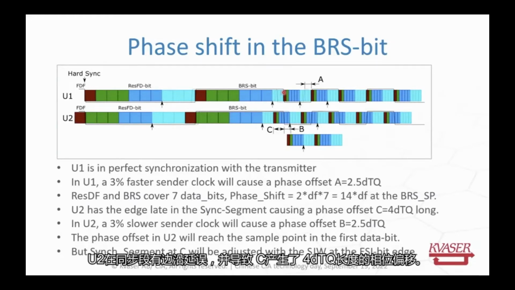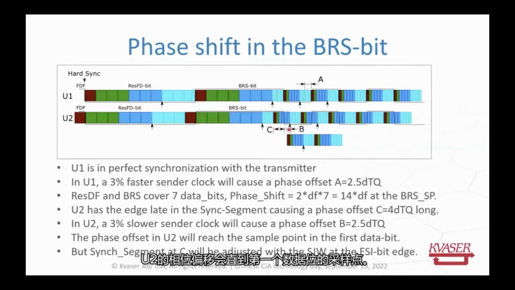U2 has the edge late in the sync segment, causing a 4 data time quanta phase offset at C. U2 has a clock that's 3% faster than the sender clock, and this will cause an additional 2.5 data time quanta phase offset at B. This phase offset in U2 will reach the sample point in the first data bit, but the signal edge in error-status indicator bit close to B will trigger sync with logic to relocate the sync segment and by that have a correct sample point in the error-status indicator bit.